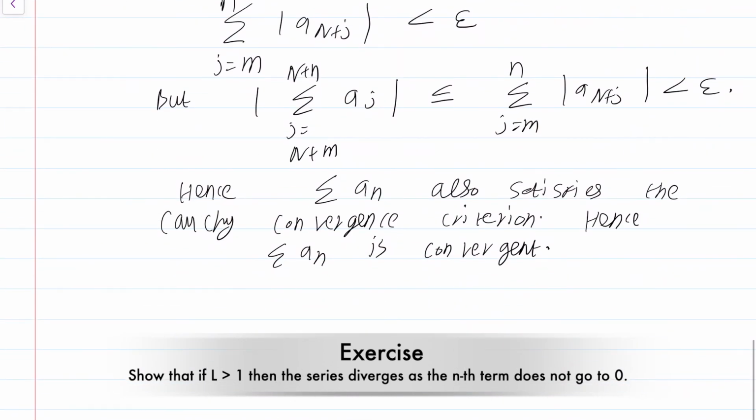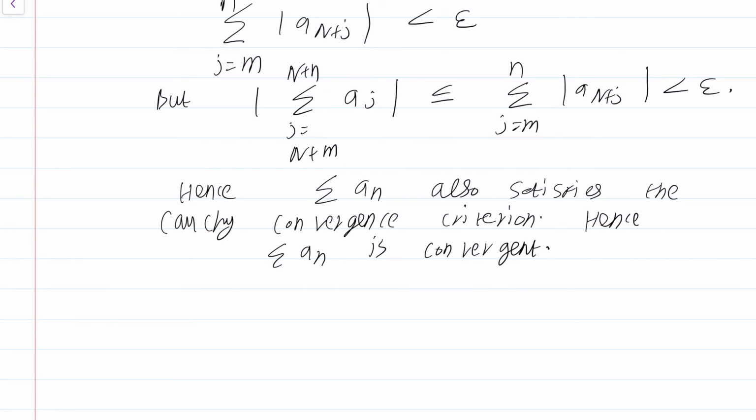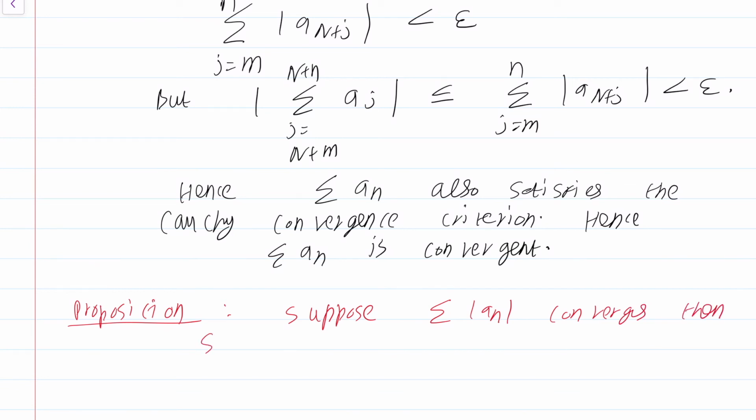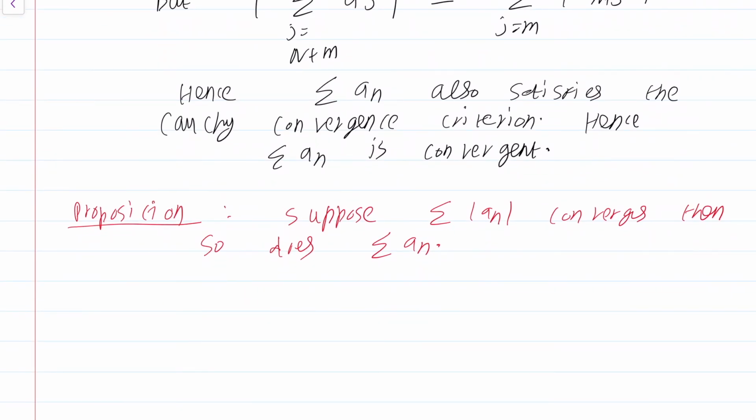Now one portion of the proof that just involved an application of triangle inequality is a useful proposition. I am not going to prove this because we have already done it as part of the proof of the previous theorem. Suppose summation mod an converges, then so does summation an. We have done the proof of this as a part of the proof of the previous theorem. So this prompts the following definition.